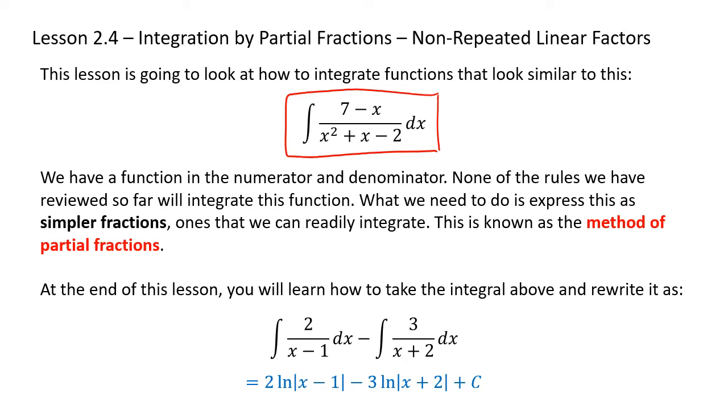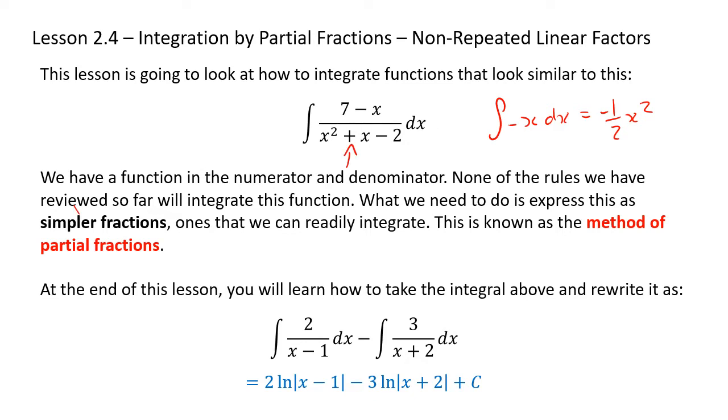So we have a function like this, the integral of 7 minus x divided by x squared plus x minus 2 dx. All of these individually are easy integrals. The integral of 7, okay, 7x. If you had the negative x, the integral of negative x would be negative 1 over 2x squared. So all of these are simple integrals by themselves, but when you put them into one large integral, okay, suddenly we don't have a good method to integrate that with the tools, I should say, that we've learned so far.